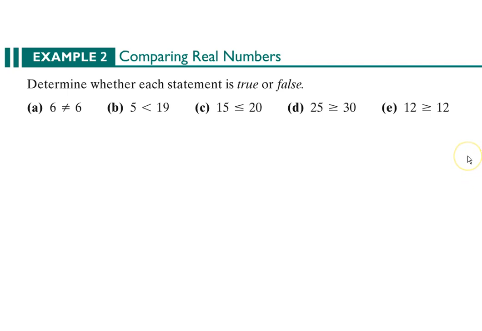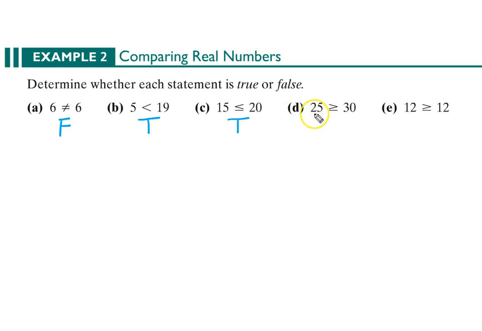Okay, now what we're asked to do is to determine if these statements are true or false. So again, you'll write these down. Normally they'd be in your booklet, but you're going to write them down today. 6 does not equal 6. Well, that's false. 5 is less than 19. That's true. 15 is less than or equal to 20. Now we said in this configuration, only part of it needs to be true. 15 is less than 20, so that's true.